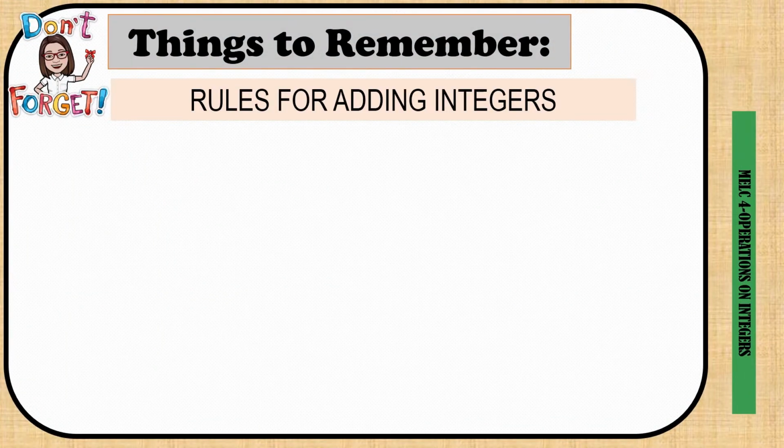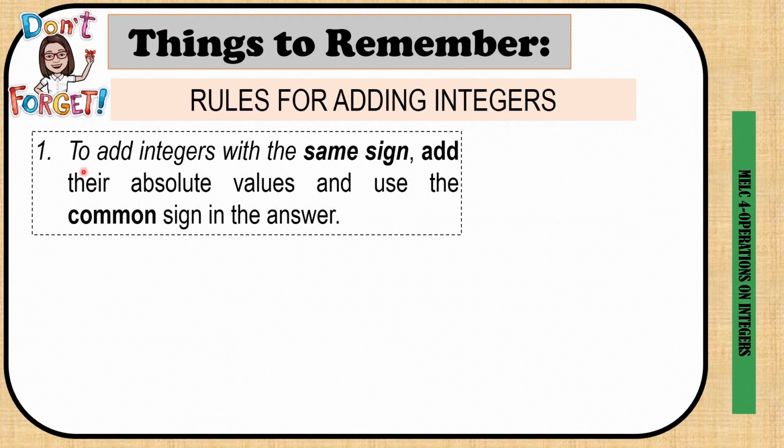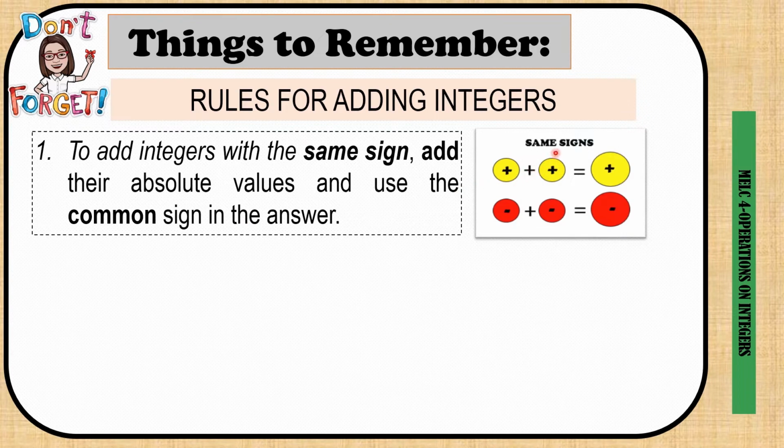These are the things that you have to remember. Rules for adding integers. First, to add integers with the same sign, add their absolute values and use the common sign in the answer. So I have here the given same signs. Positive plus positive, that is in color yellow, will give you a positive value. And if you have a negative number plus a negative number, this results in a negative number also. That is if you have the same sign in addition.